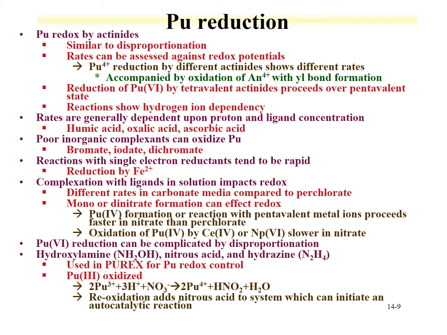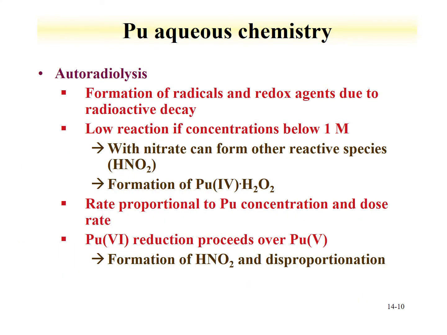And then there are some reducing agents that are used in the PUREX process, hydroxylamine with hydrazine, production of nitrous acid in nitric acid. The hydroxylamine is used to reduce the plutonium from the 4 to the 3. However, plutonium-3 can be oxidized, producing this nitrous acid. It adds this nitrous acid to the system, which can run an autocatalytic reaction. So if I produce this, I can wind up reducing my plutonium down.